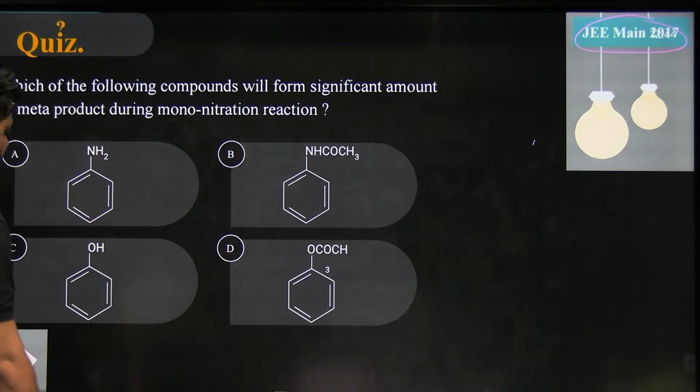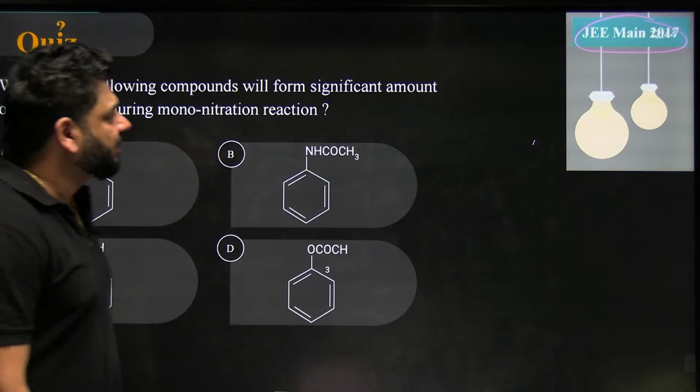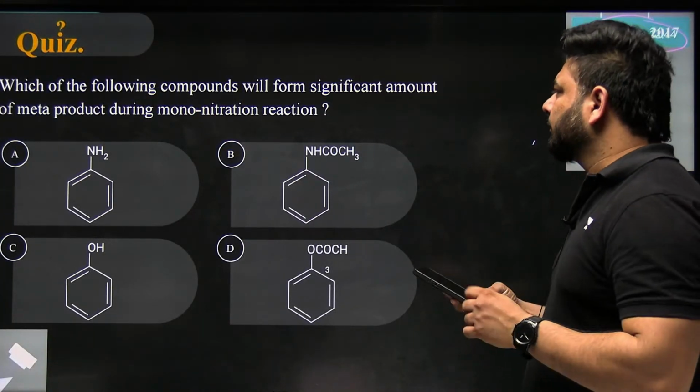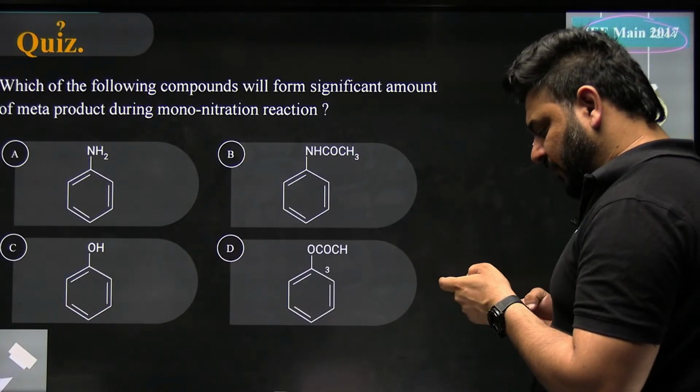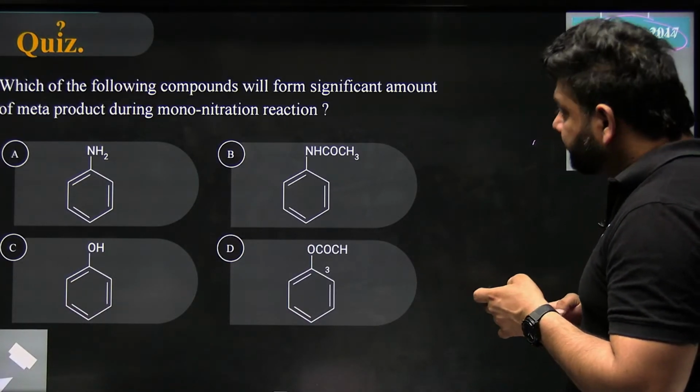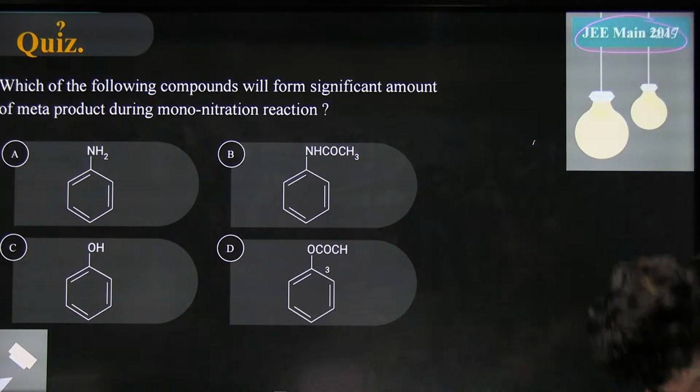So C cannot be correct, guys. C cannot be correct, because C will make what? Ortho and para. In fact, all. Let me check. Which question was this? JEE 2017.